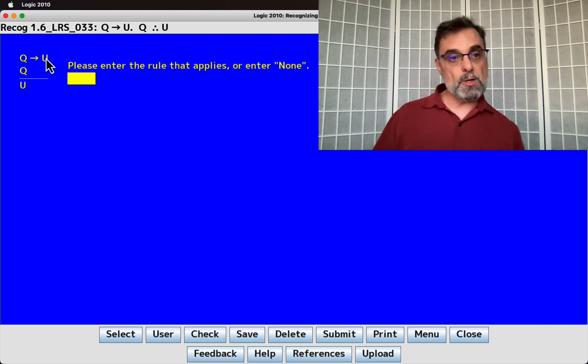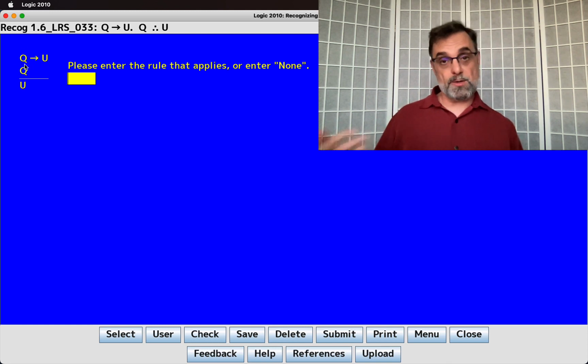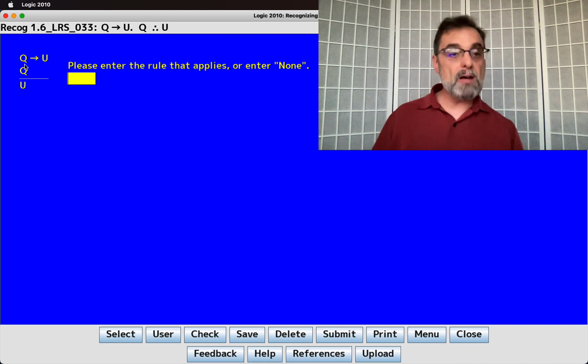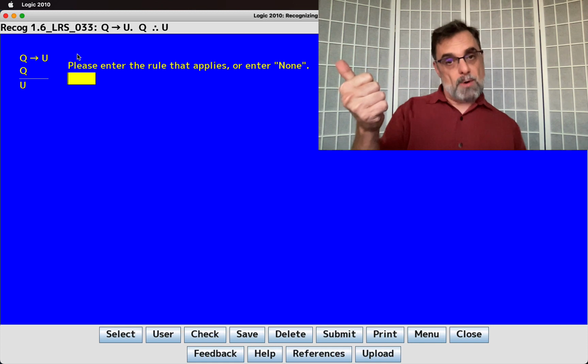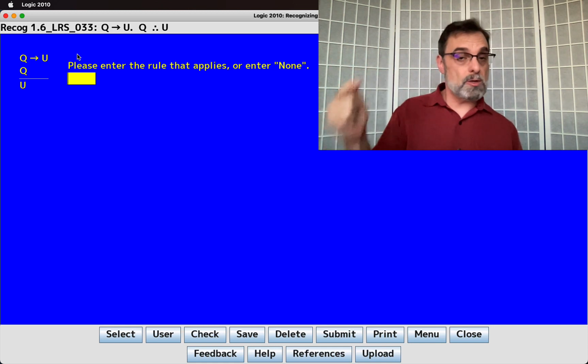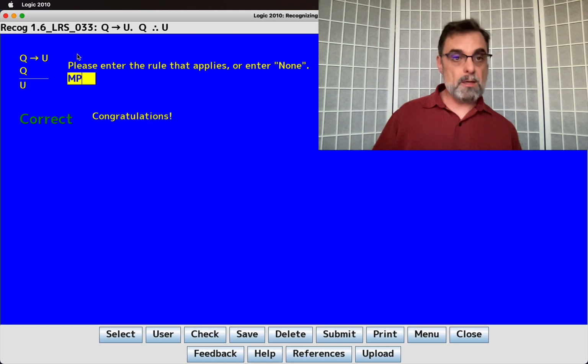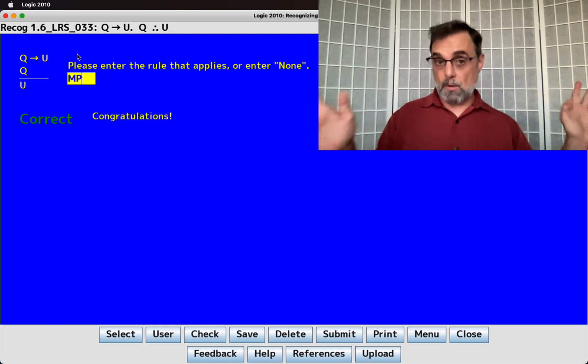In this case, we have Q arrow U, that's a conditional, and then our other premise is the antecedent, the first part of the conditional. So as far as MP goes, those are the right premises. You need just any conditional as one premise, and then its antecedent, the first part by itself, as the other premise, and that's what we have. And then the conclusion of the argument should match the consequent of the conditional. The conclusion is U, the conditional, its consequent is U, so the conclusion matches the consequent. So we have what we need for MP, a conditional premise, another premise that's the antecedent of the conditional, and the conclusion is the consequent. So we're going to write MP, and it's correct.